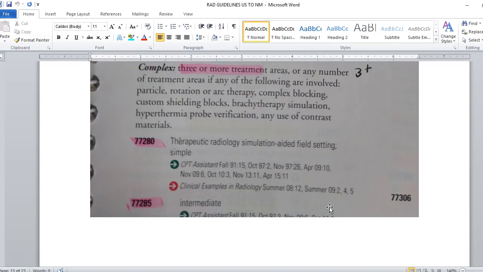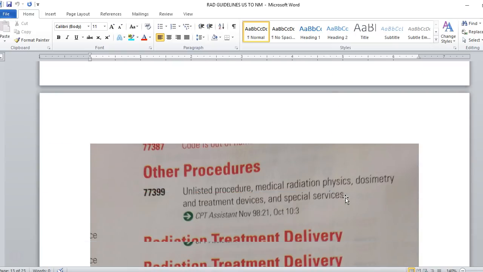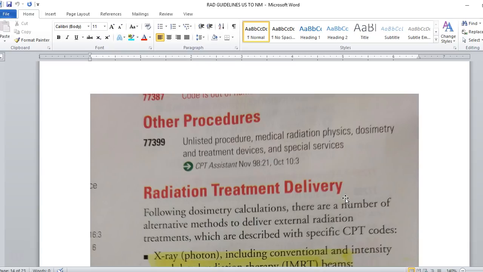So again, we have treatment planning. We do the simulation along with it to see what the patient needs. Then we're going to get to what we call medical radiation physics, dosimetry, treatment devices, and special services. These are all different types of radiotherapy plans. There are no guidelines for these specifically. So what we're looking for is a type of therapy. For instance, three-dimensional radiotherapy, basic radiation dosimetry calculation, teletherapy isodose plan, brachytherapy isodose plan. Again, they will have to tell us what they're doing for the patient so that we know what we need to code for, okay?